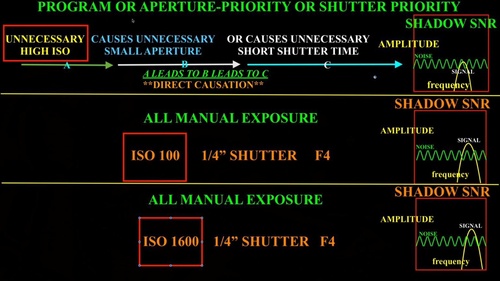So, can we accurately state correlation versus causation? Can we accurately state that unnecessarily high ISO and program or aperture priority or shutter priority, which comprises just shy of 100% of most photography? Yes, high ISO does cause noise. Direct, undeniable causation. 100% undeniable, period. End of story. And please remember, everything is about SNR.